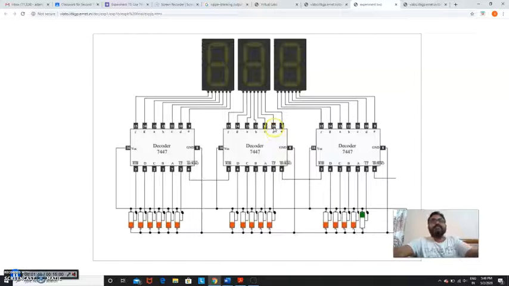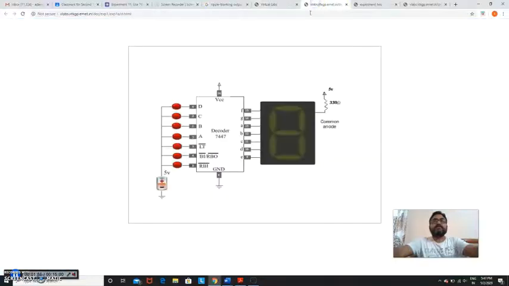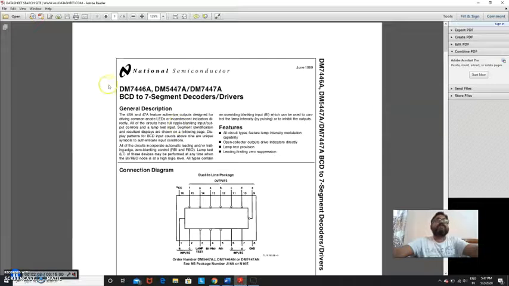When you need a digital value more than 9, at that time you need more digits. For this, it is used over here. Now first we will see the single 7 segment LED display being interfaced with the 7447 decoder. For this, first we will go to the data sheet of the 7447.